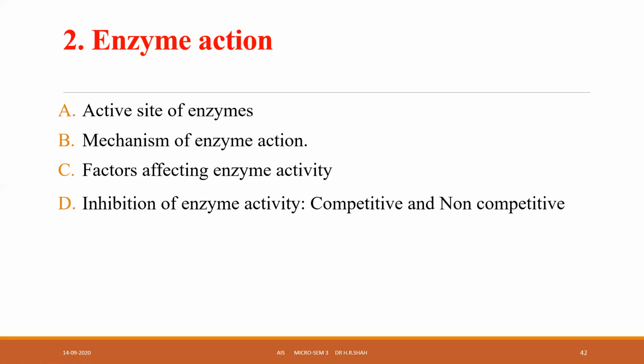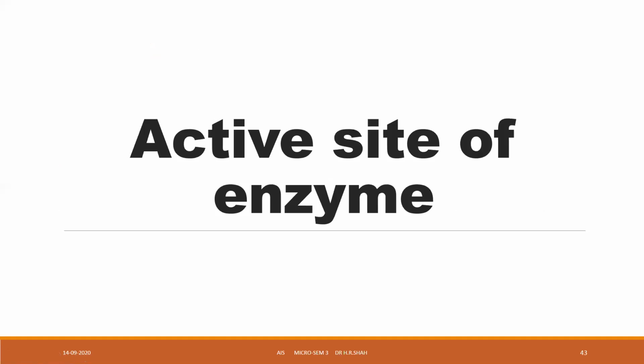So students, today it is our second session about unit 2, that is of enzyme, and today we will see the second section of enzyme action. It covers four major points: active sites, mechanism of enzyme actions, factors that affect enzyme activity, and how enzyme activity can be inhibited or stopped, or in another word, regulated. Okay? Active site of enzyme.